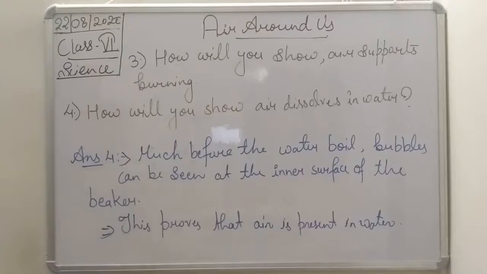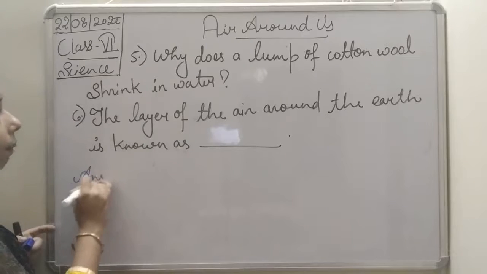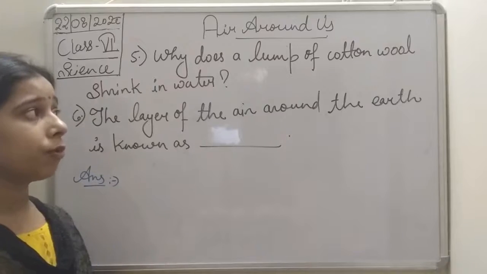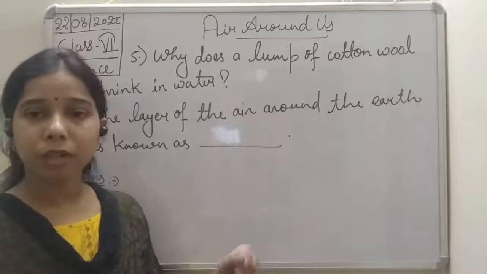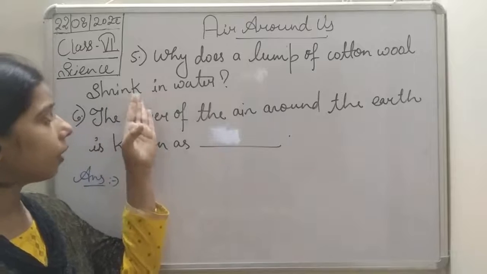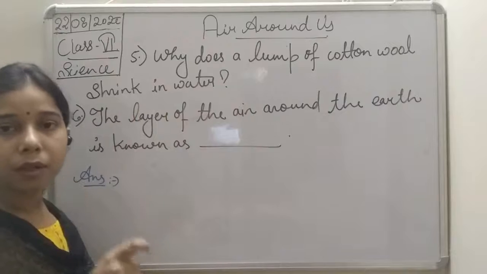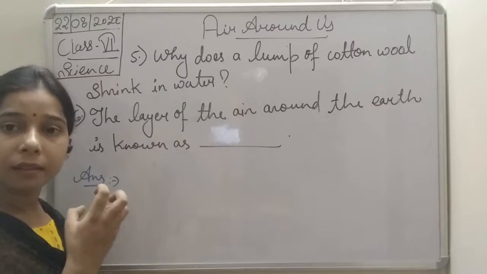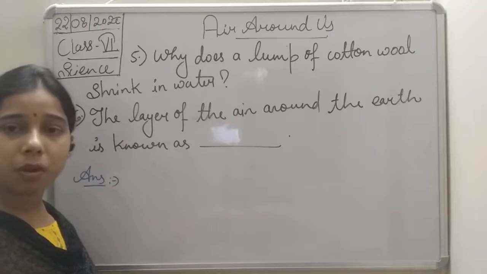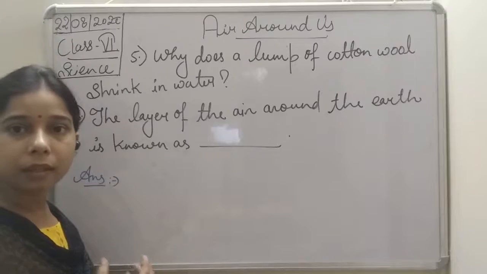Okay. Now you see the next question, students. The next question is: why does a lump of cotton wool shrink in water? If you take a lump of cotton wool, that is, a small amount of cotton wool, and keep it in the water, you will see that the lump of cotton wool will shrink in the water. So you know, student, that cotton wool is very light. So why does it not float on the water? Why does it shrink in the water?